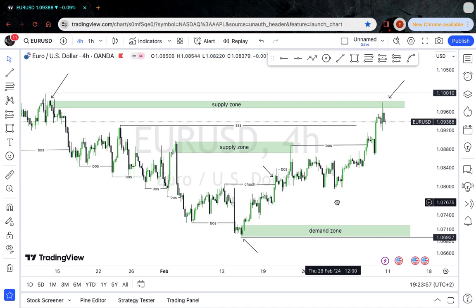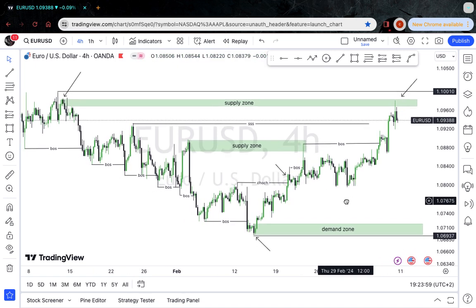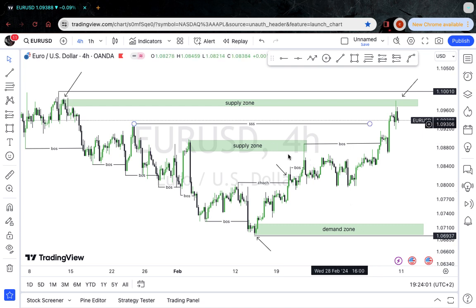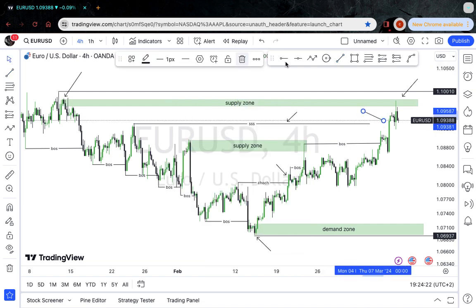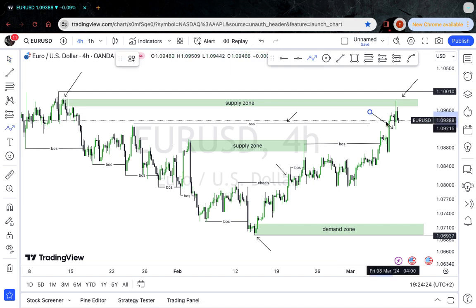So as you can see, I'll just give you a moment to check how we marked everything. So here, buy side liquidity has been taken. Buy side liquidity has been swept. This one here was swept by this move here, this move that pushed to the upside.